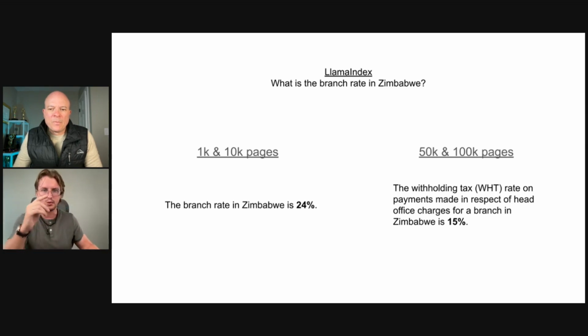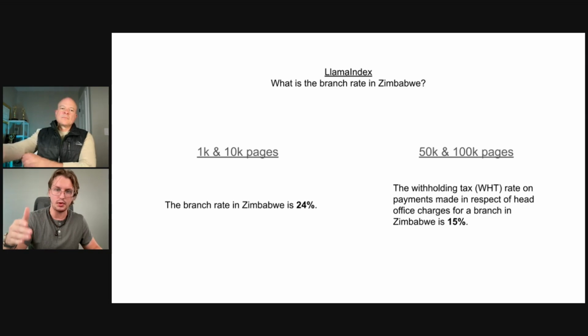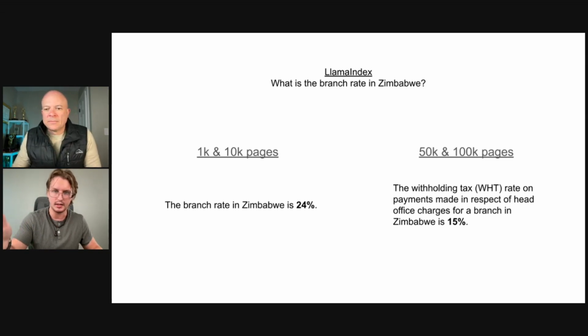And for the 1,000 and 10,000 page data set, it was answered correctly, which is 24%. But then for the 50K and 100K data set, it says the withholding tax, WHT, rate on payments made in respect to head office charges for a branch in Zimbabwe is 15%. So I don't know where this came from, but it seems like a table that had other kinds of branch rate information that it got confused with.